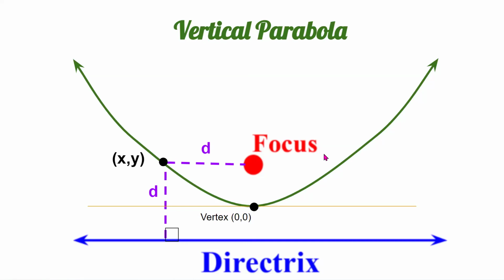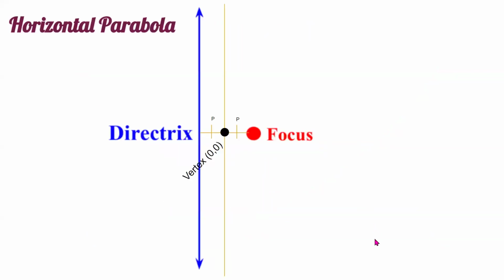Now, like I said, the distance from the focus to the vertex, and from the vertex to the directrix, we're going to go ahead and label as P. So make sure you label it P. Whatever it is, it's going to be the same distance from each other. So again, we're trying to find that midpoint between the directrix and the focus.